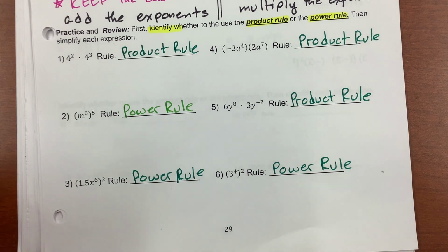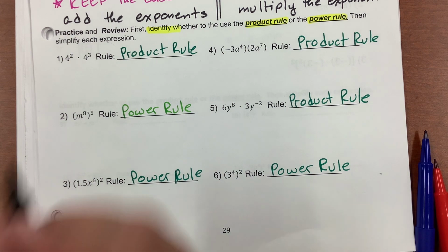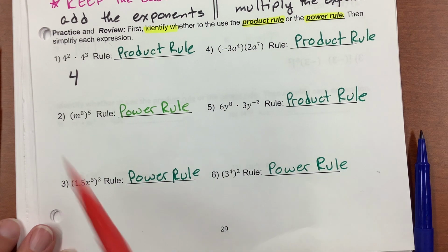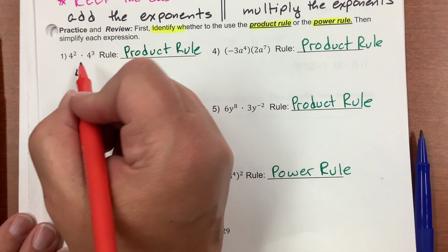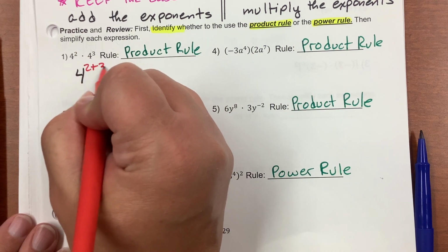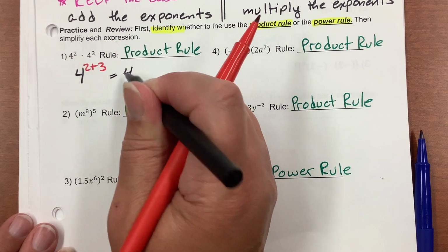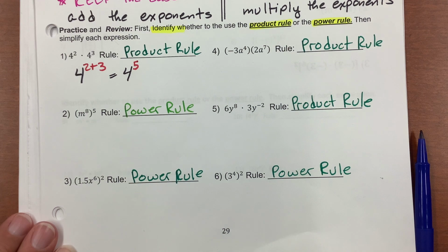Now I can go back and solve them because I know what I have to do. For the product rule, I add exponents. For the power rule, I multiply exponents. So this first one has a number for a base. It has 4 as a base. But it has exponents, so 2 plus 3. I'm going to keep the base, add the exponents, and get 4 to the 5th power.